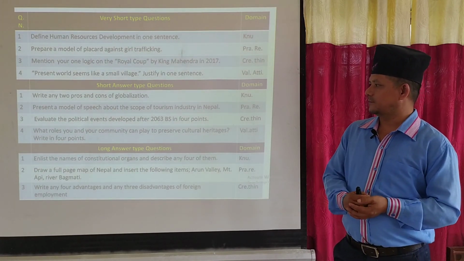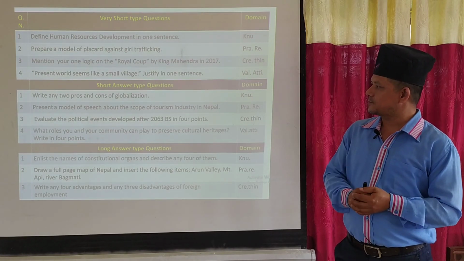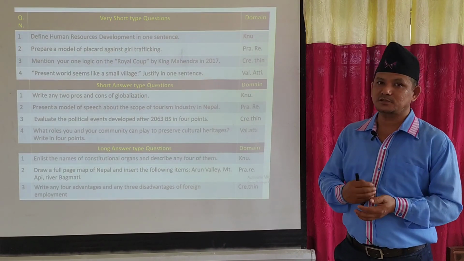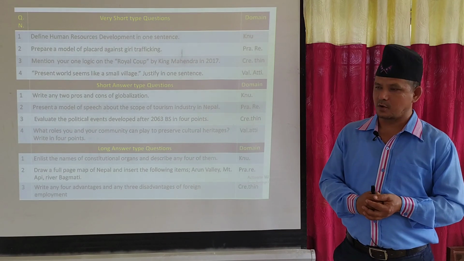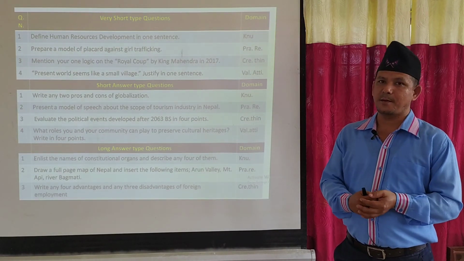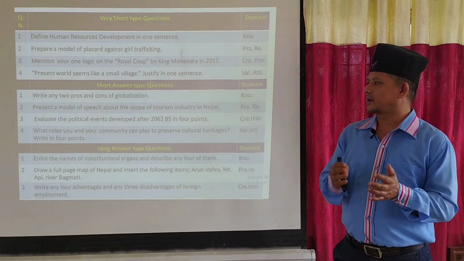In the same way, you can see the list of 4 questions. They are the short answer type questions and they also belong to 4 domains. The first question is, write any 2 pros and cons of globalization. Here you will have to present, you will have to write your knowledge, your understanding of globalization.